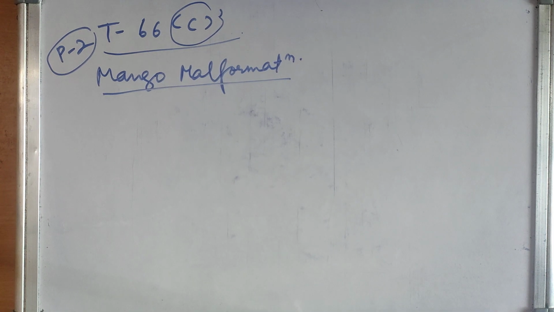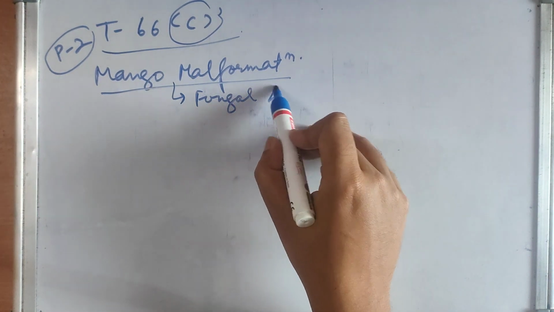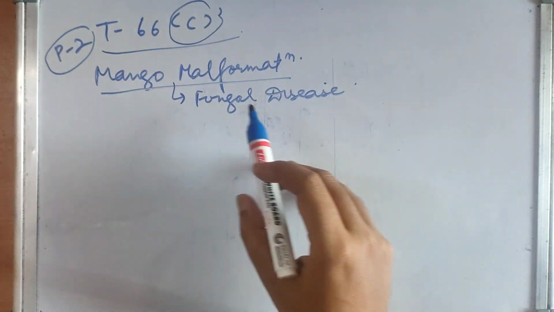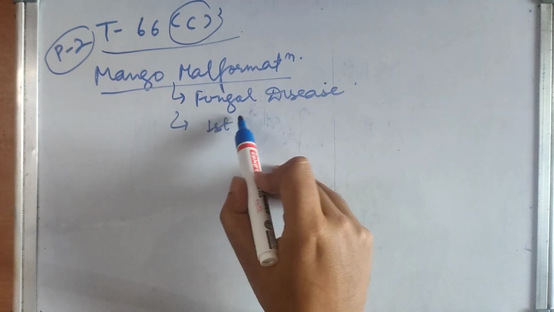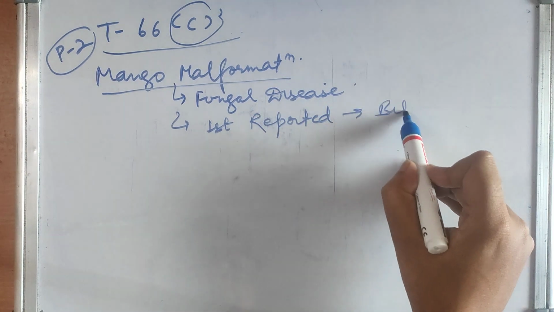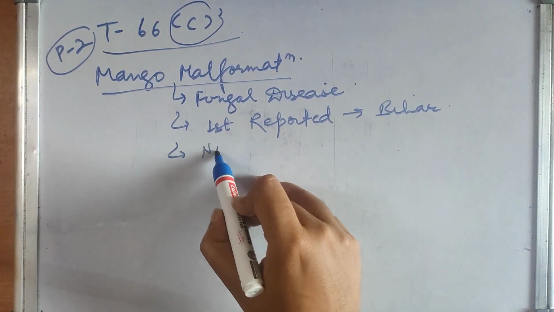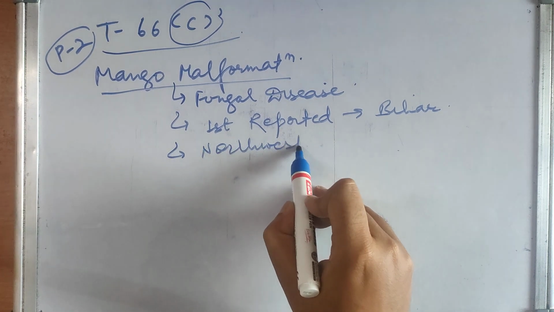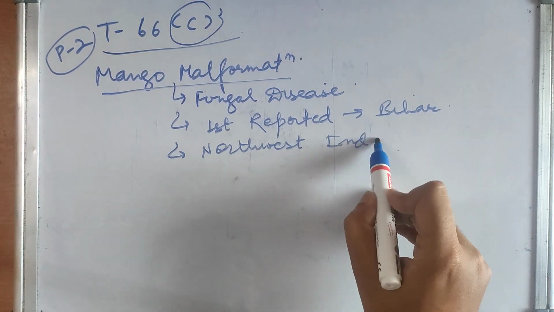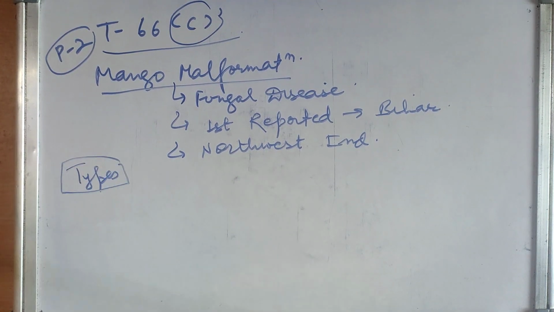It is a fungal disease, you should know this. It was first reported in India from Bihar. It is most common in northwest India. Now what are its types? It is mainly of two types, that is vegetative malformation and floral malformation.